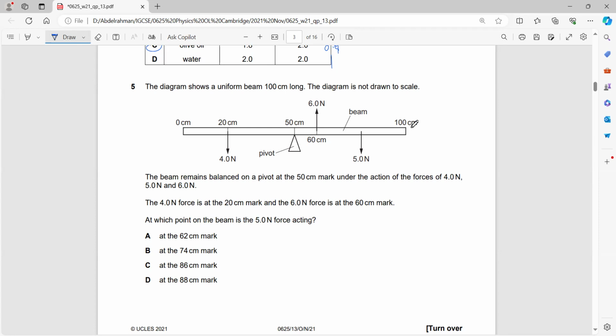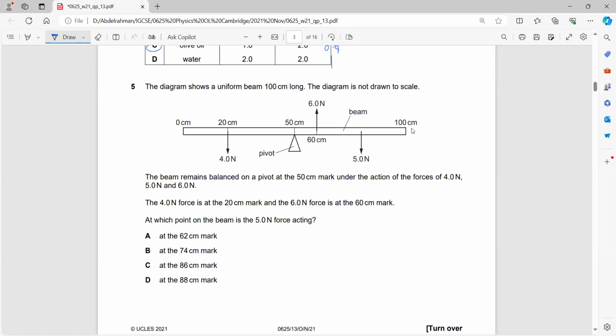Why? Because this beam is now balanced. It's in equilibrium. So you need to find which force causes a clockwise moment and which force causes an anti-clockwise moment to write down the equation: clockwise moment equals anti-clockwise moment.